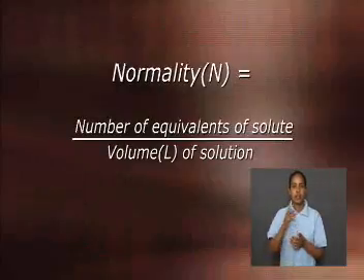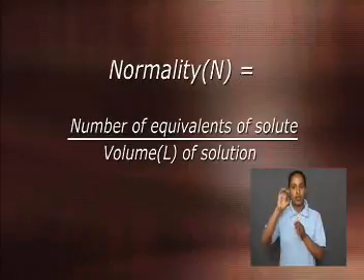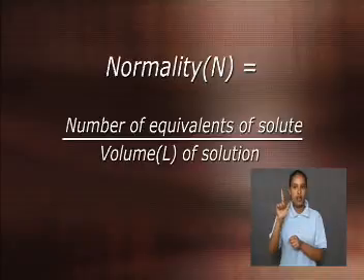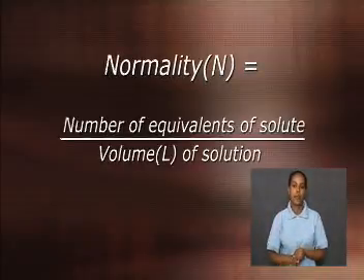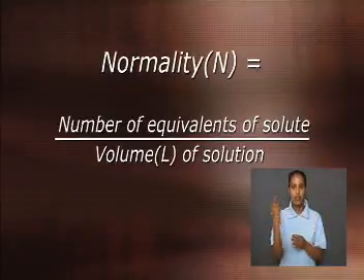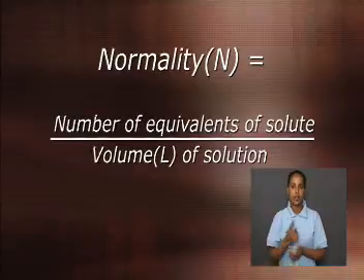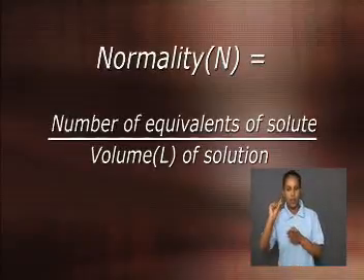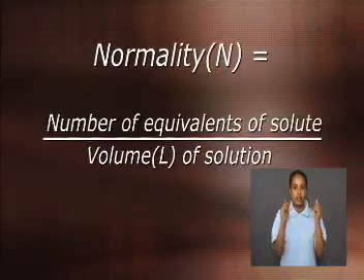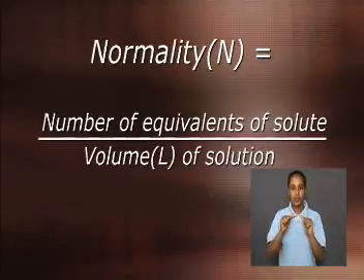The normality of a solution is the number of equivalents of the solute contained in 1 liter of solution. The normality of a solution can be determined using this equation. The number of equivalents can be determined by dividing the mass of solute dissolved with its equivalent mass.